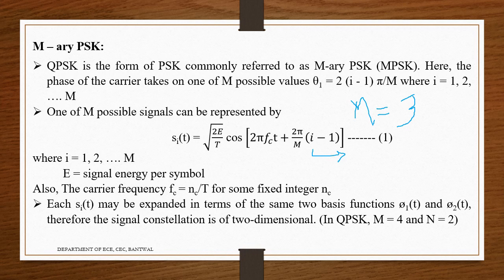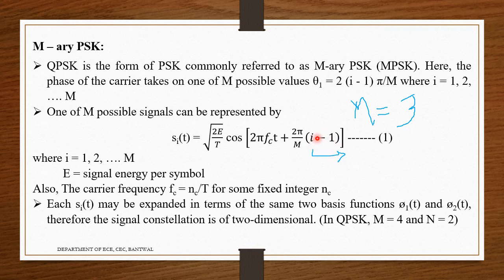So what will happen here? I'll just explain the theoretical things here, and when I look into the diagram, I can explain it very perfectly. So this is the normal thing, square root of 2E by T into cos 2 pi fct. But when you compare it, M equals 3 here, i equals 1. So 2 pi by 3, that is 60 into 2, 120, 120 into 0 here.